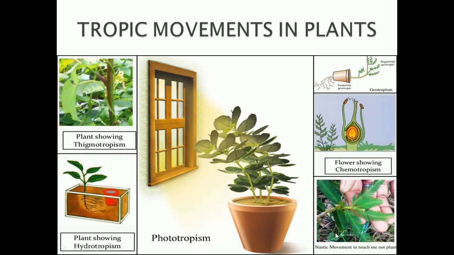And here you can see the nastic movement. With the touch-me-not plant, once we touch it, the sensitive plant changes its shape and responds to the stimulus, which is called thigmotropism.